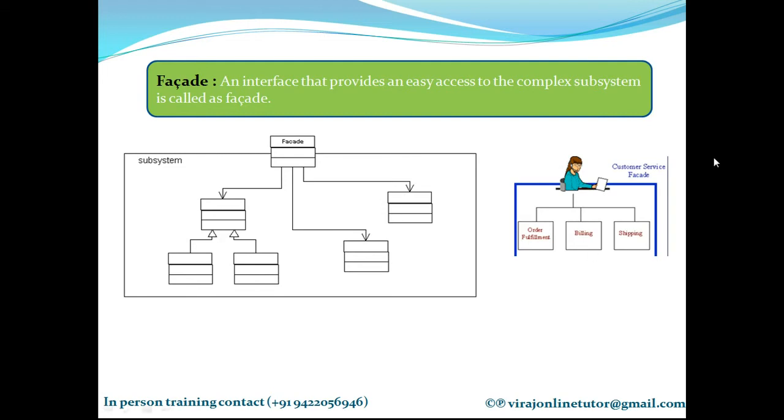So I have a beautiful real life example here. Now suppose there is a subsystem wherein you order some products online. Then we directly talk to customer service, right? So we directly talk to the customer service facade. So the customer service is a facade. And then that customer service takes care of order fulfillment, takes care of the billing, takes care of the shipping.